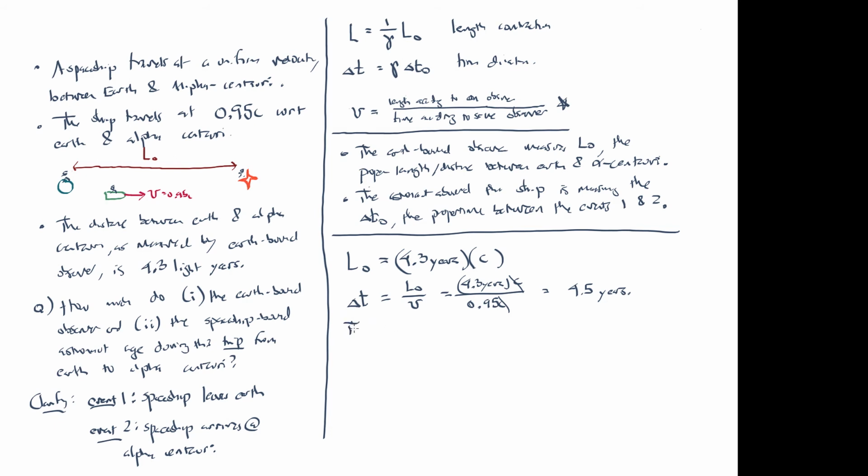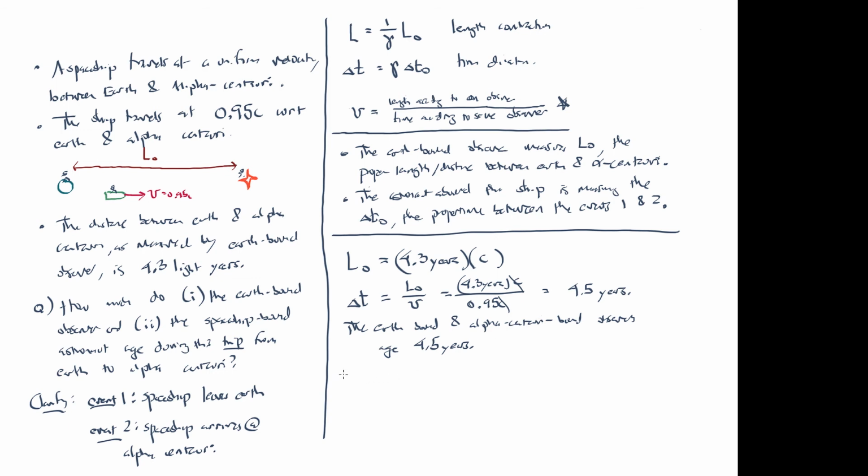So the Earthbound and Alpha Centauri bound observers will age 4.5 years between when the astronaut leaves the Earth and when the astronaut arrives at Alpha Centauri.